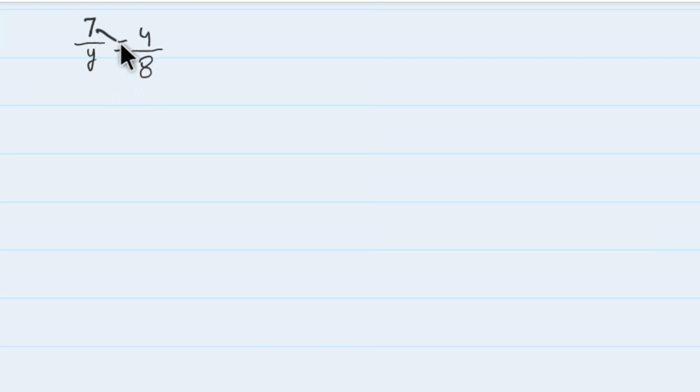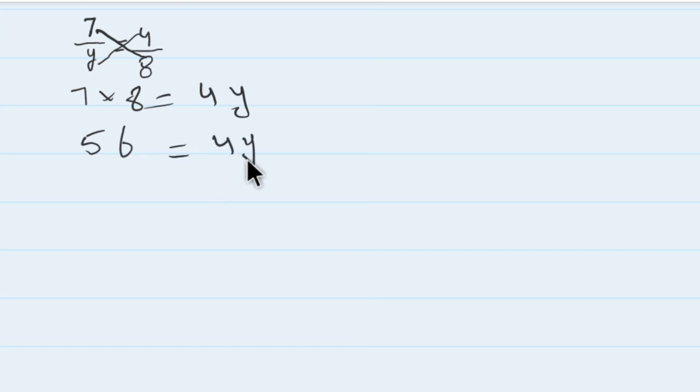We will multiply 7 by 8, that is 7 multiplied by 8, and 4 by y, 4 multiplied by y. So 7 8s are 56. Now we want to isolate the unknown value on one side of the equation. To do so, we will divide the coefficient of the unknown value on both sides. So 4 will cancel out 4. So y is equal to 56 divided by 4, which is 14.